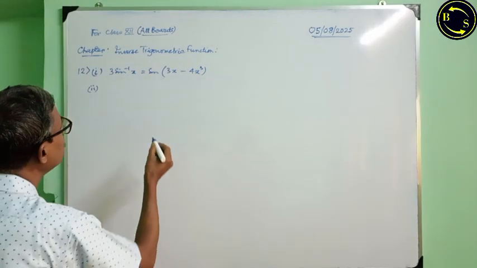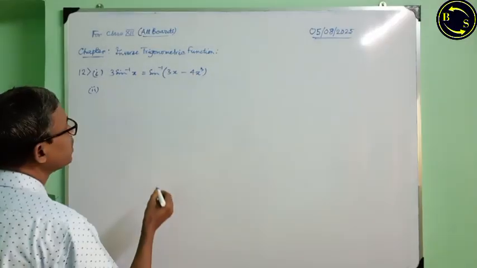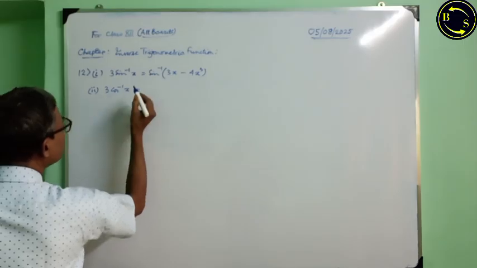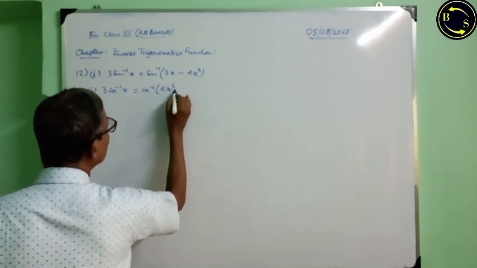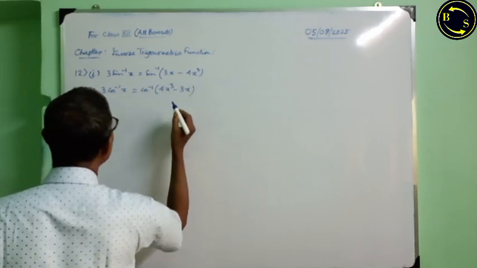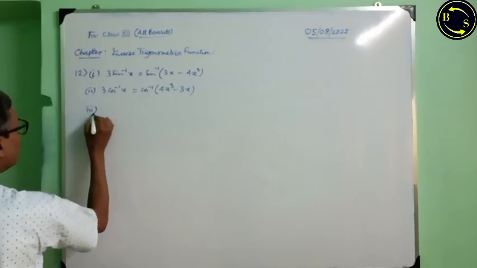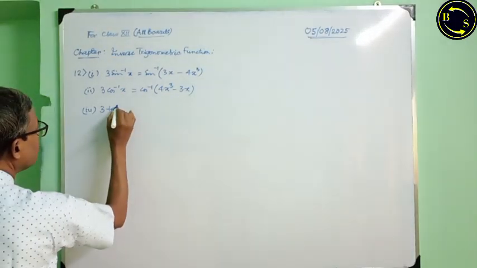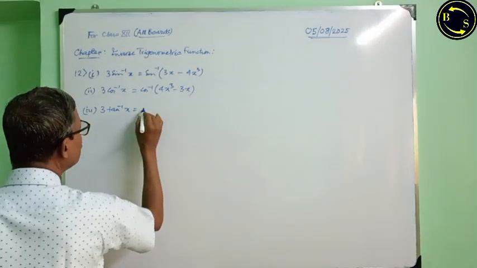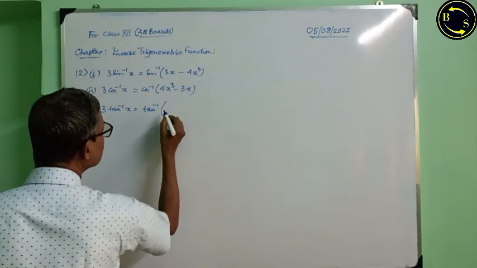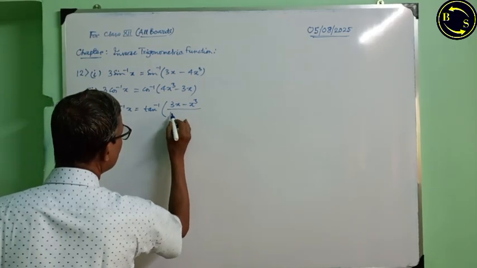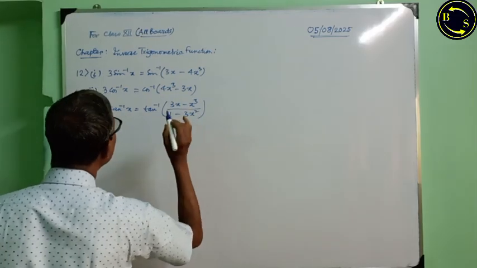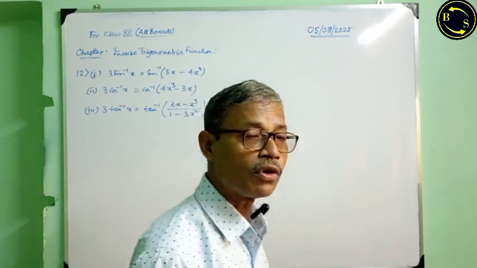3 sine inverse x is equal to sine inverse of (3x minus 4x cube). 3 cos inverse x is equal to cos inverse of (4x cube minus 3x). 3 tan inverse x is equal to tan inverse of (3x minus x cube) divided by (1 minus 3x square). These are the three formulae.